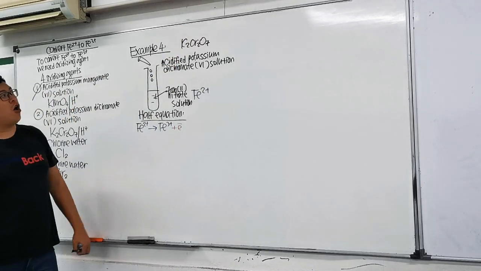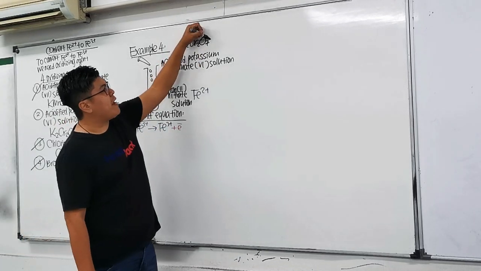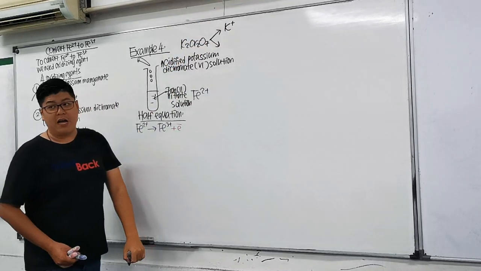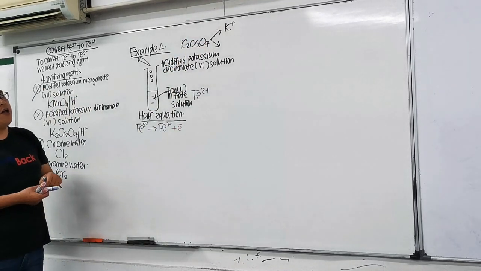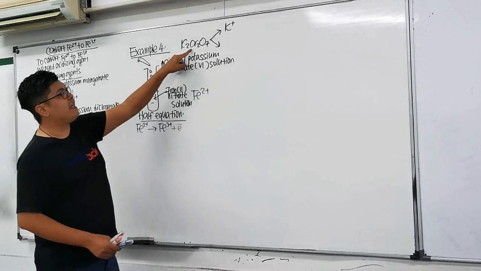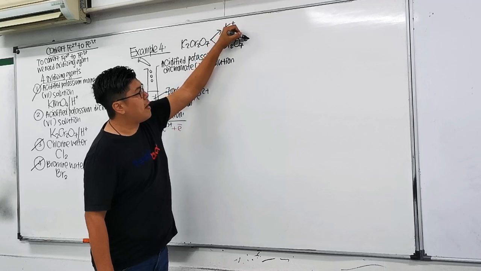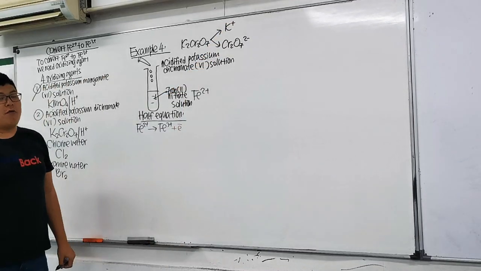And I want you all to know, potassium dichromate is made of 2 ions. The first ion is potassium ion. Potassium dichromate consists of potassium ion. Another one further is dichromate. Dichromate is Cr2O7, 2 minus ion. Okay, so you all must know this.